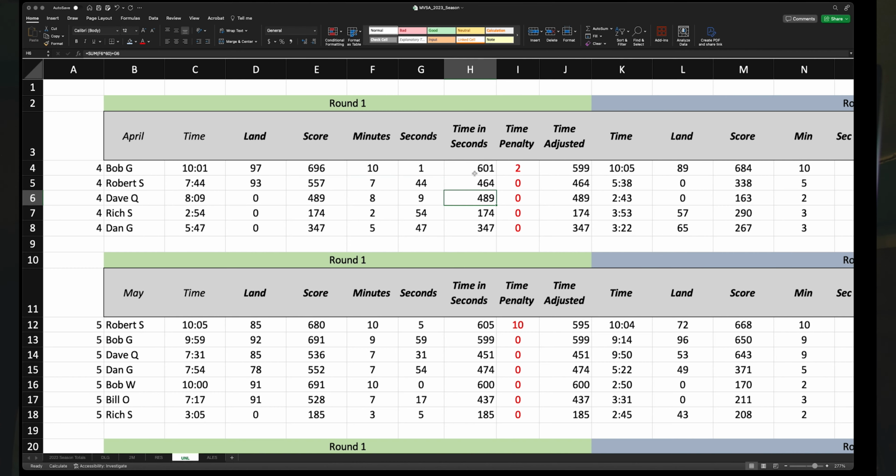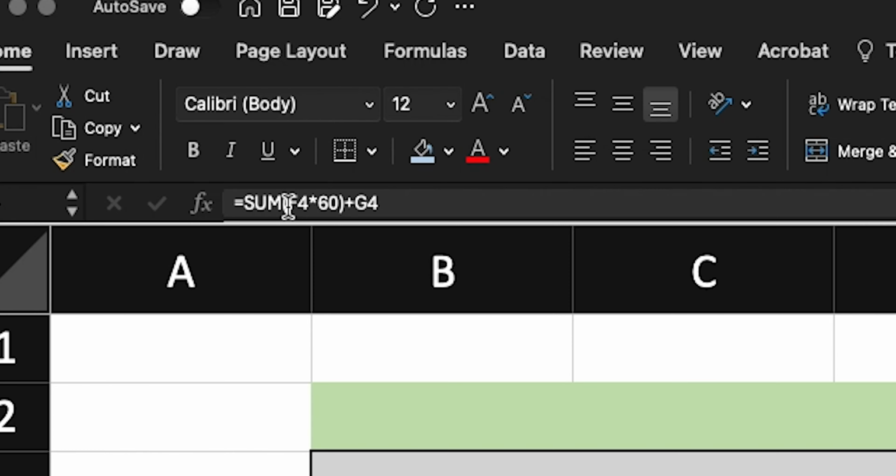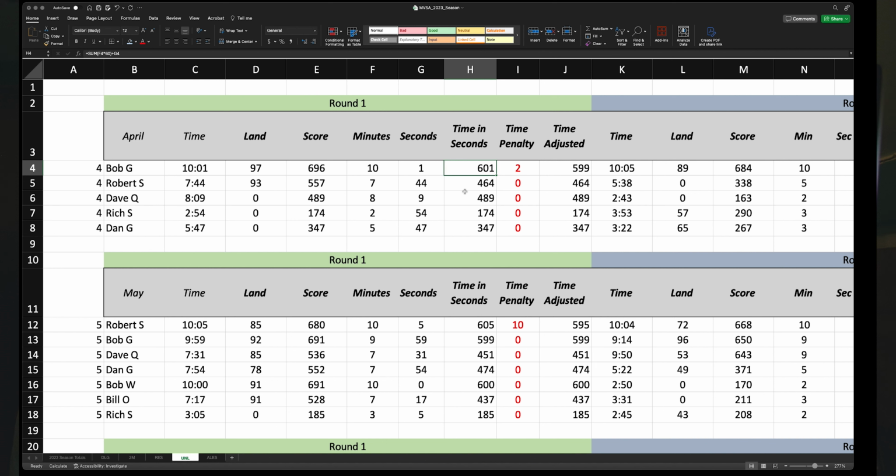So basically you take 10 minutes. I'll show you this. You take 10 minutes and you multiply the 10 minutes by 60, and then you add the second. And that's where we come up with this.